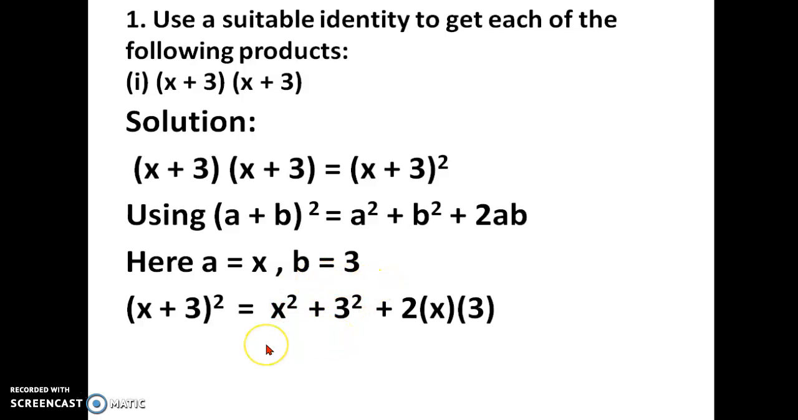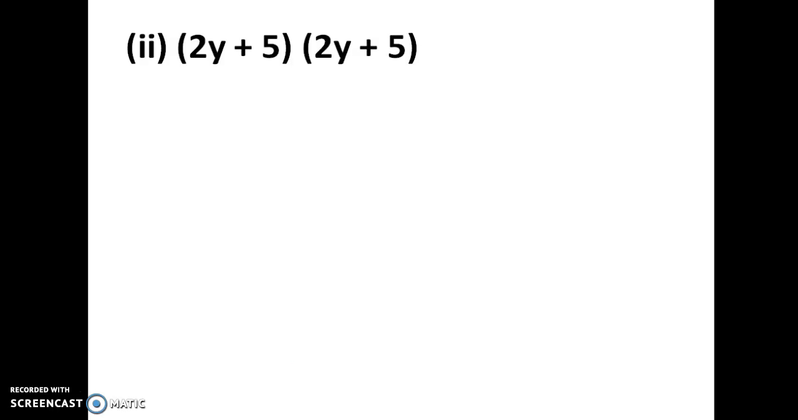After simplifying, x square is x square only. 3 square is 9. And 2 into x into 3: 2 and 3 are the numbers, so you multiply them. You will get 2 into 3 as 6. And x is a variable, so write it as such. So you will get 6x. That's all. Then the next problem.